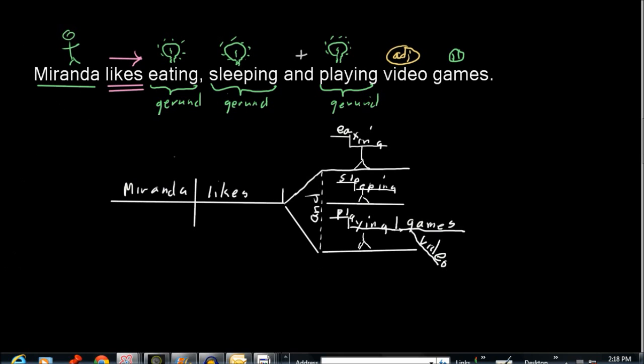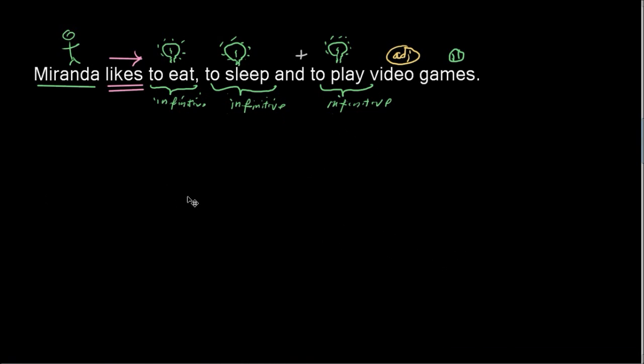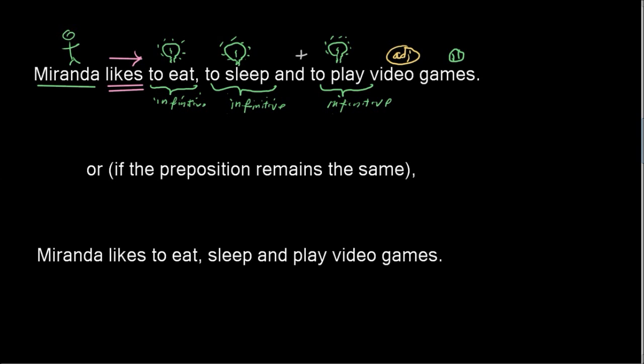We could have made them all infinitives. So we could say Miranda likes to eat, to sleep, and to play video games. And there's one more option. When the preposition that's attached to the verb, which makes it the infinitive, in this case to, is the same for all of them, then you can eliminate the last two and just make it Miranda likes to eat, sleep, and play video games. Much simpler.